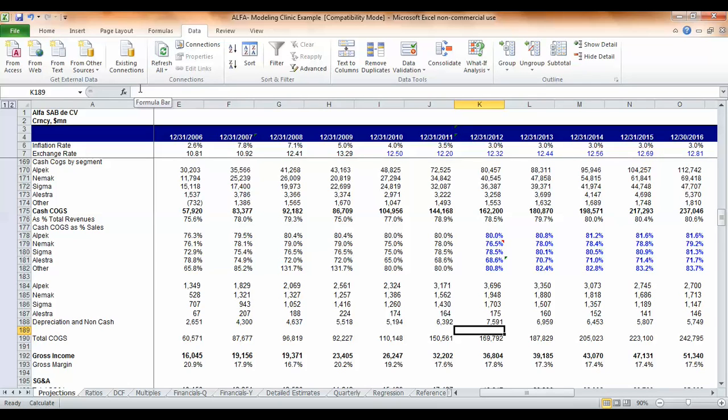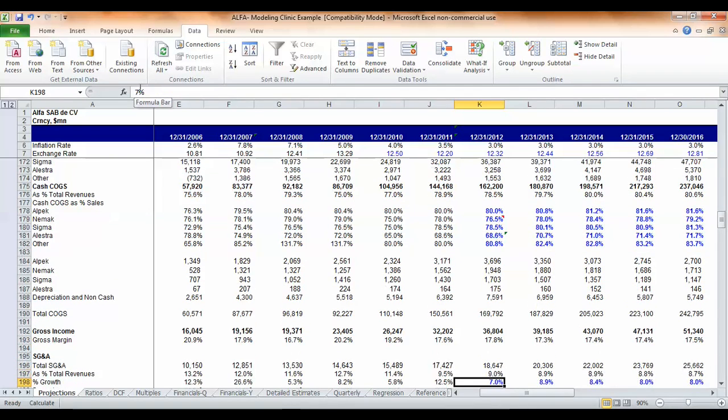It's further down in the model. So this is one of the points in which the three statements are interconnected and we need to circle the difference. Right, so with that you have your total cost. You have your non-cash with your cash costs, total costs. Gross income will be the difference between revenues and total costs.